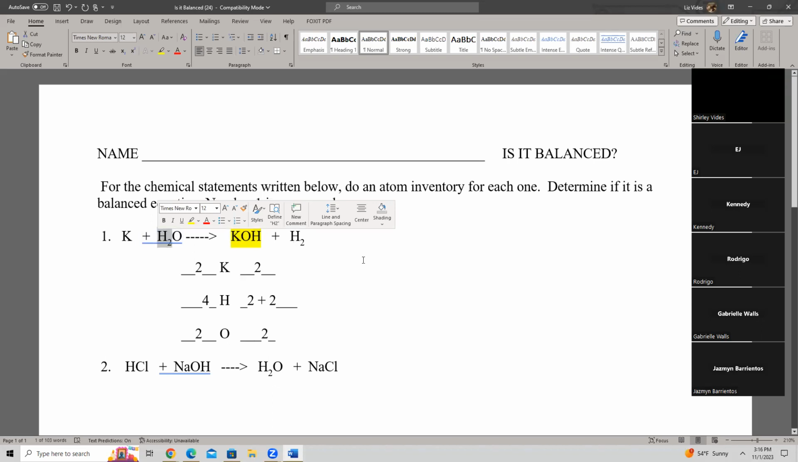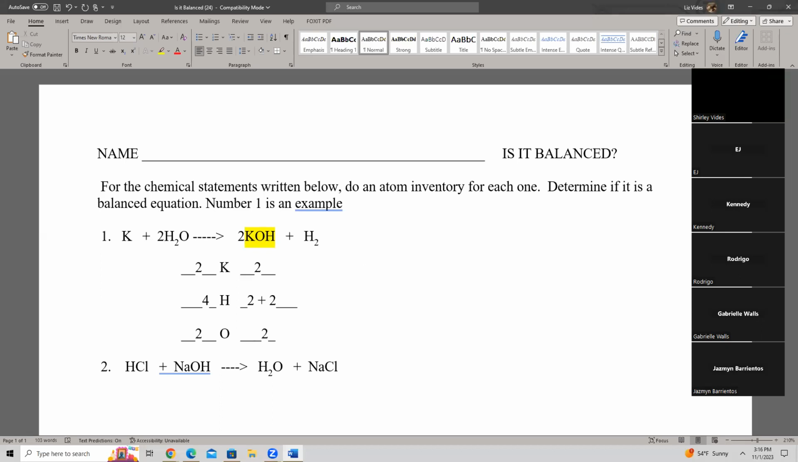I'm inspecting. All right, so this one needs a 2 in front of it because we cannot have an odd number when we have an even number on the other side. So now it's an even number. Now we can see that we need a 2 right here because we have 4 hydrogens. That balanced that O. And now we need another 2 for the potassium because there's 2 potassiums. See, we ended up in the same way.